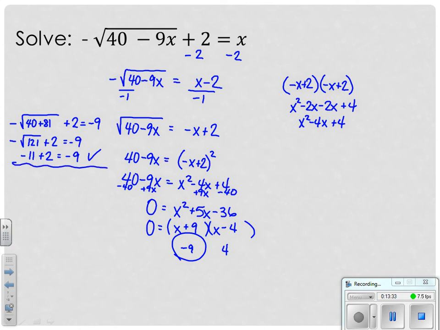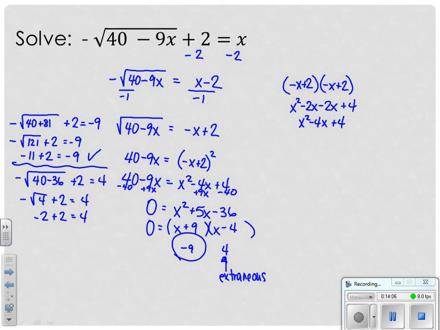But let's try the 4. So we've got the negative, put 4 in this time, 40 minus 36, add 2 equal to 4. Okay, so I've just plugged the 4 in for my x's. I'm going to get negative square root of 4 plus 2 equals 4, or negative 2 plus 2 equals 4. That does not work. Okay, so 4 is one of those solutions that's called extraneous. Remember that from earlier on? So even though it looks like it's a solution, there ends up only being one actual solution for this problem, and it is the negative 9.